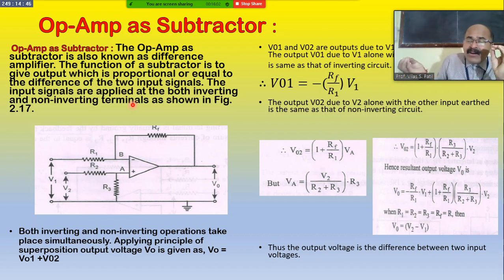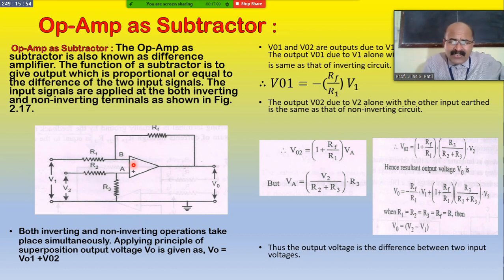Some part of the output is injected back to the inverting terminal through the resistance RF, and RF is known as the feedback resistor. Here some part of the output is fed back through RF to the inverting terminal. This is the open loop mode, in which the output is fed back to the inverting terminal of the operational amplifier. Here two inputs are used. V1 is applied through R1 to the inverting terminal, that is the negative terminal, and voltage V2 is applied through R2 to the non-inverting terminal, that is the positive terminal.